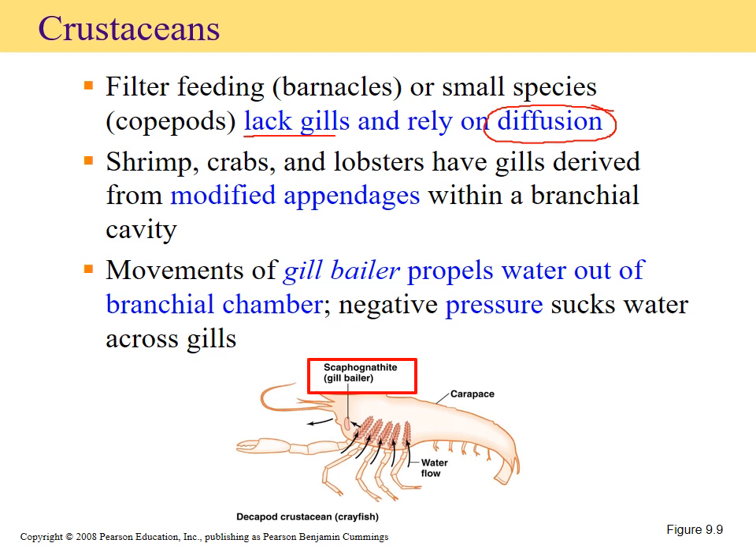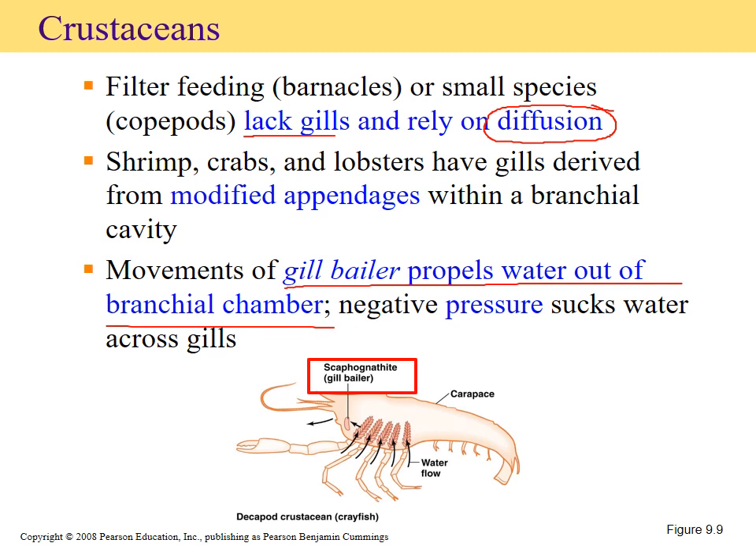And what's going to happen with the bailer is that it basically forms this beading pattern, and it's going to create a suction method to allow the water to quickly pass through the gills and exit out through little openings by the mouth. So the movement of the gallbladder propels the water out of the branchial chamber, and that's because it creates a little negative pressure.